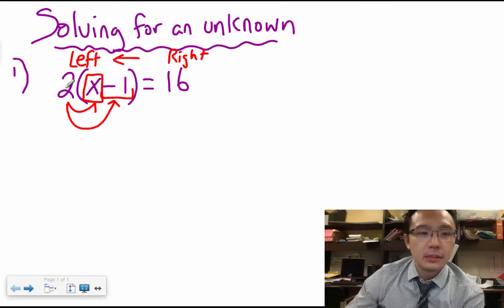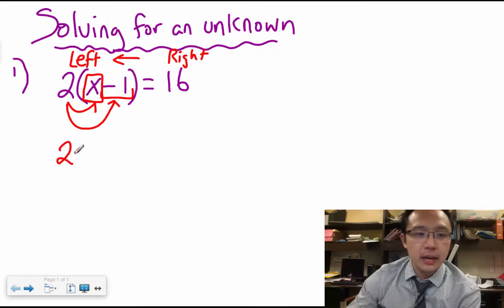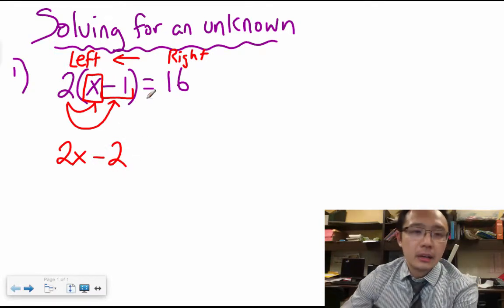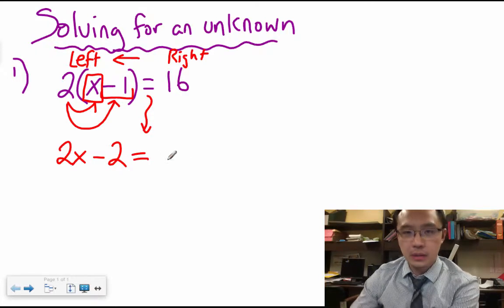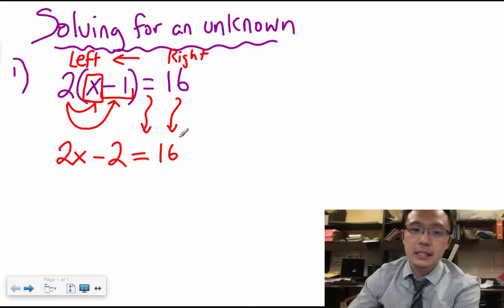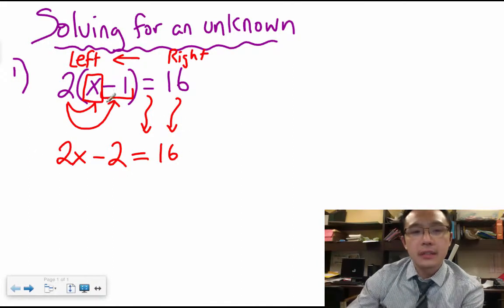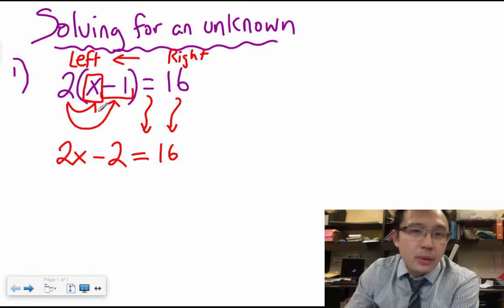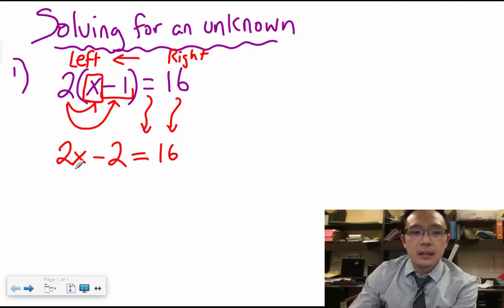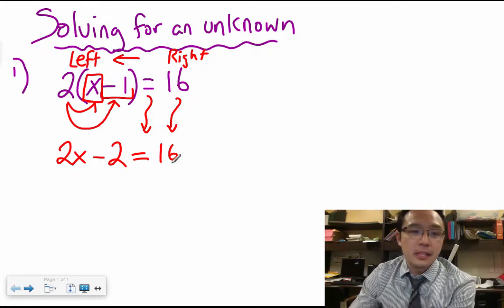So 2 times x is going to be your 2x, and then 2 times -1 is going to be -2. That's my first step on the left side. We still have this equal sign, and the right side is going to remain the same, 16. Now you notice that after this first step, I don't have my brackets anymore, because that's the reason why we did that step: we wanted to get rid of the brackets. So then we have 2x subtract 2 is equal to 16.